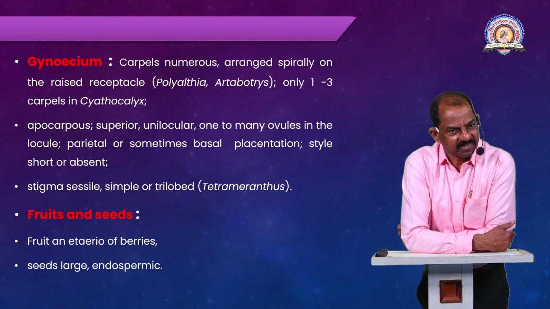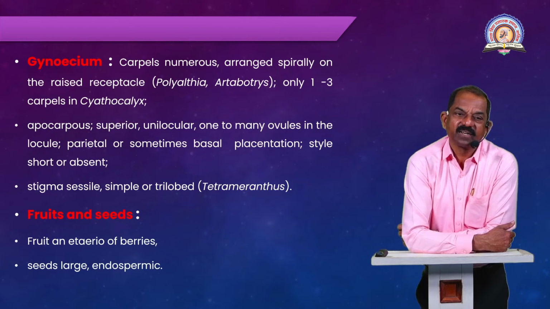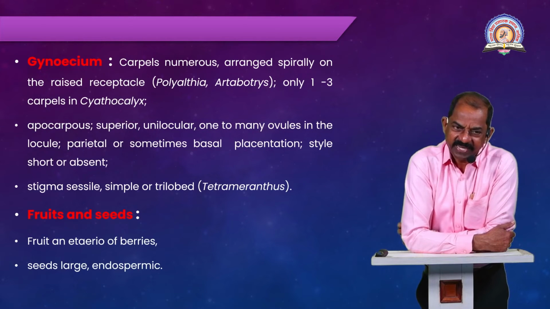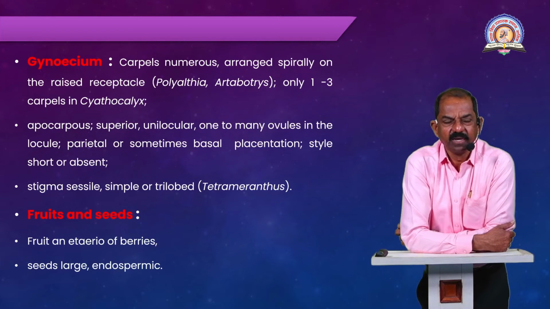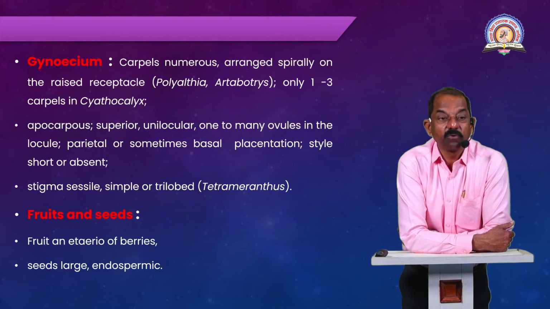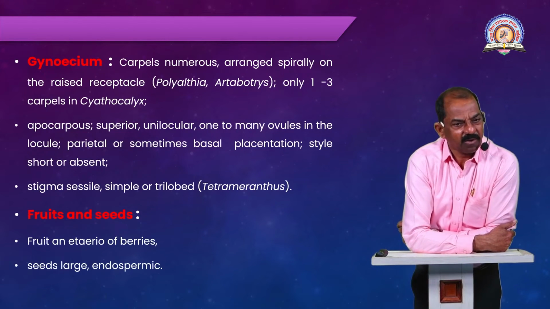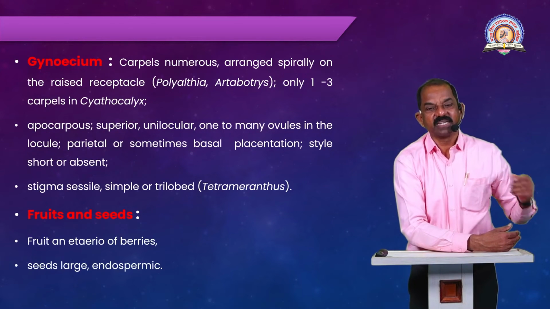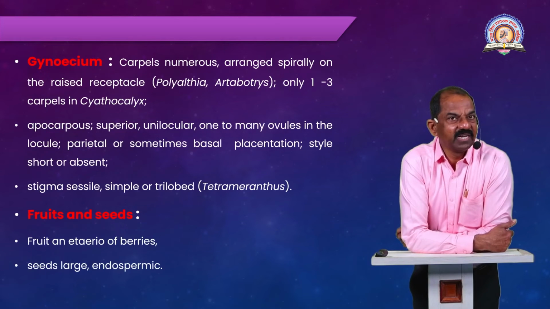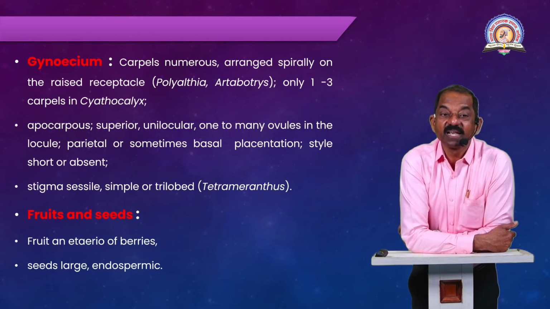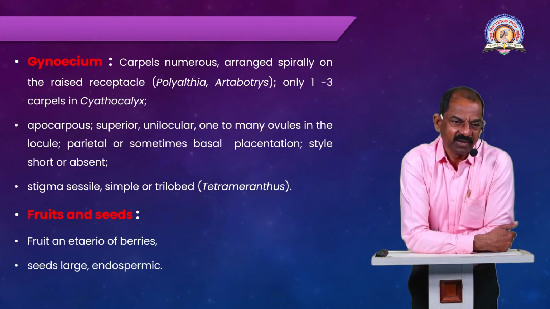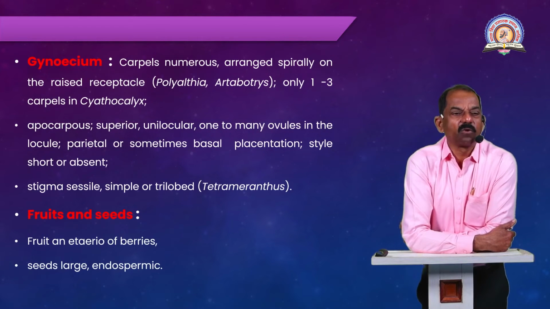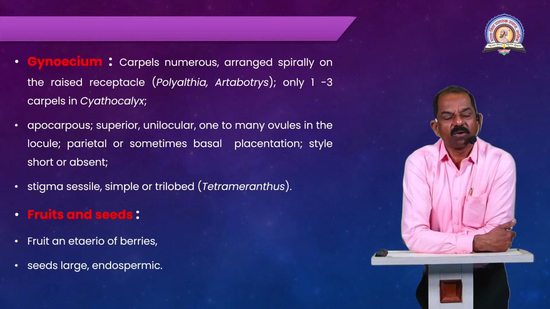Generally the carpels are apocarpous in their condition. The ovary is superior, unilocular, with one to many ovules in each locule. Sometimes the placentation is parietal, sometimes basal. The style is short, sometimes also absent. The stigma is sessile, simple, or trilobed, which is the characteristic of the gynoecium.